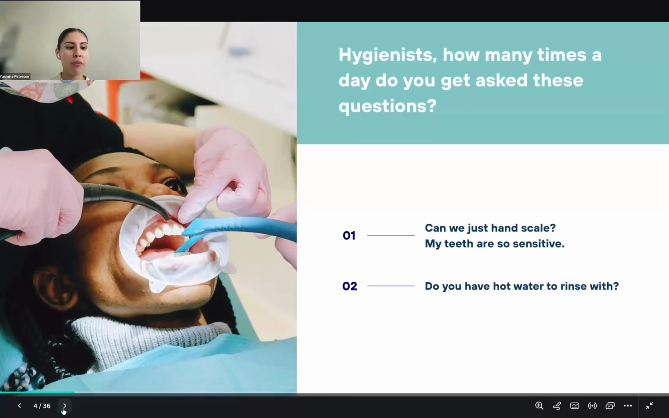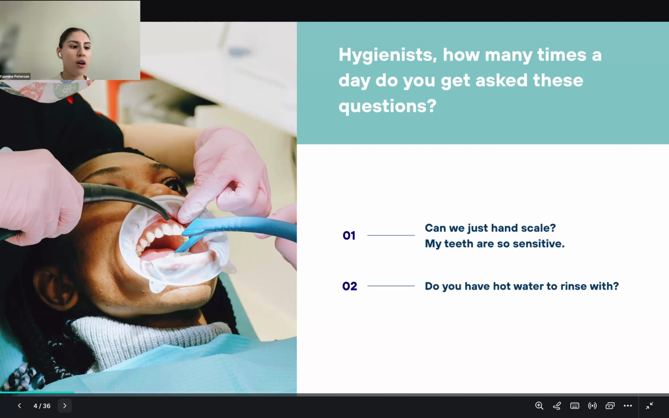And then hygienists, how many times have you heard these questions all day? Can we just hand scale? My teeth are so sensitive. Can you rinse my mouth out with warm water or hot water? Is there something other than cold water that I can use to rinse out all of this?